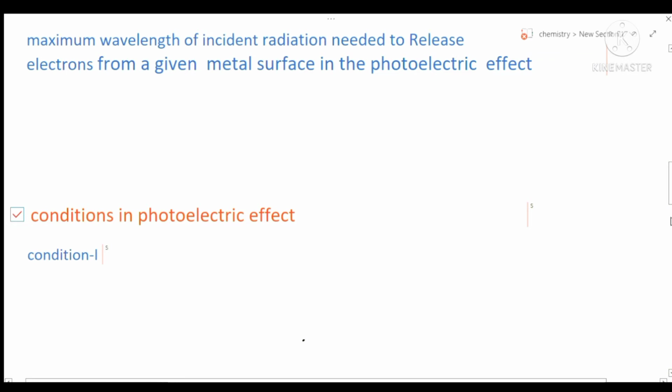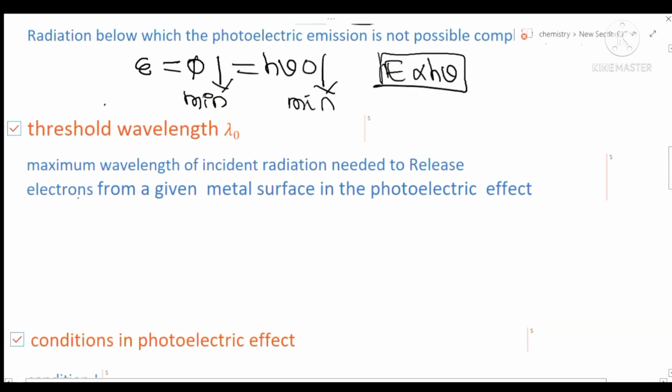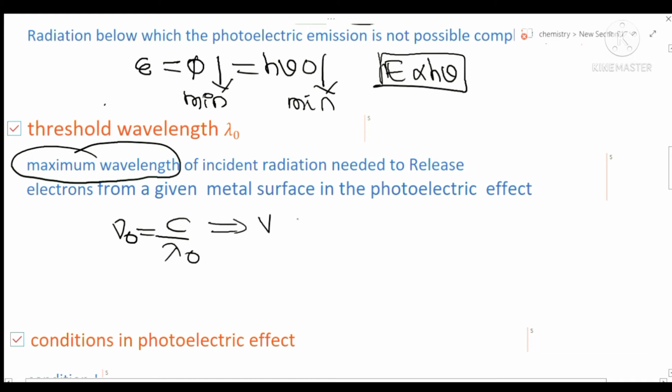Next one, threshold wavelength. What is meant by the threshold wavelength? You can see that here we are talking about the maximum wavelength, not minimum. You have to understand here. Maximum wavelength of incident radiation needed to release an electron from a given metal surface. So we know that mu naught is equal to C by lambda naught.